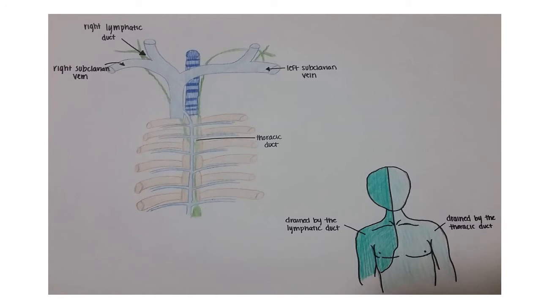The right and left subclavian veins also play a role in the lymphatic system. The right subclavian vein is the right side of the major vein that drains blood from the upper extremities and returns it to the heart. The left subclavian vein is the left side of the major vein that drains blood from the upper extremities and returns it to the heart. The difference between the left and right subclavian veins is that the left vein connects with the thoracic duct, which drains lymph, while the right side is not involved in lymph collection.